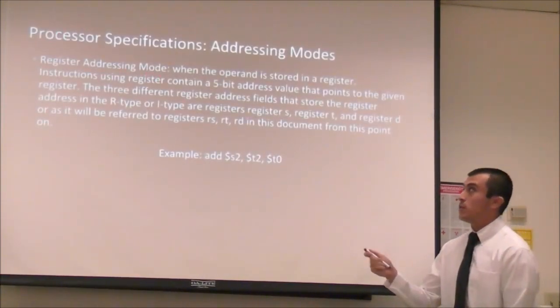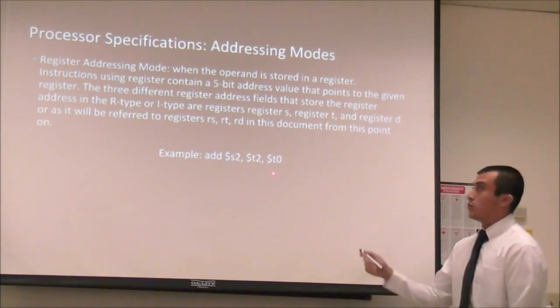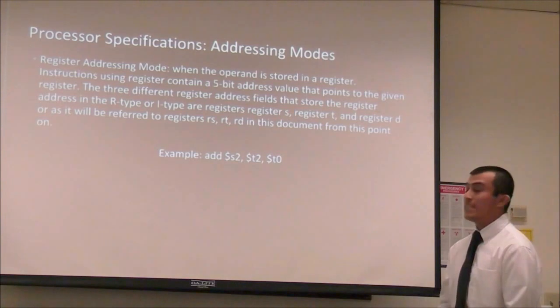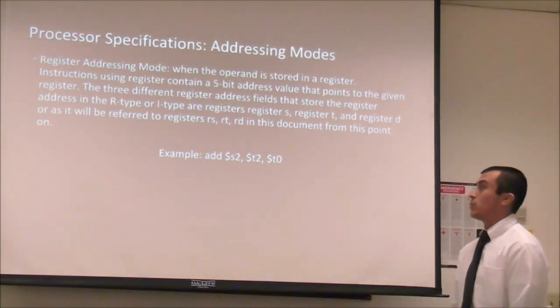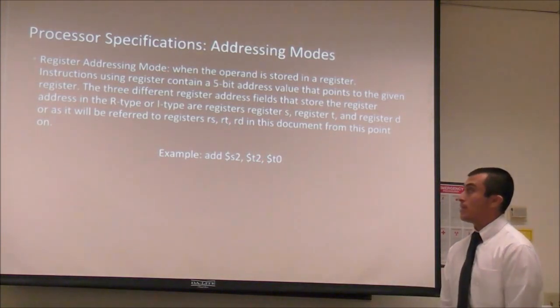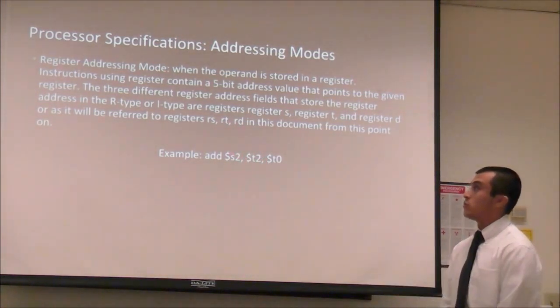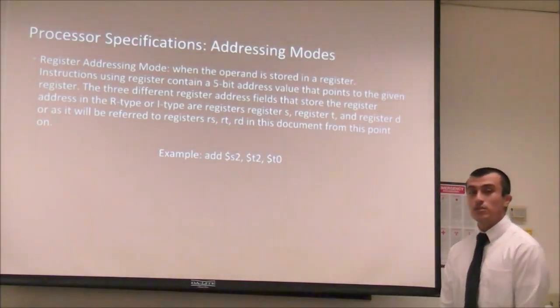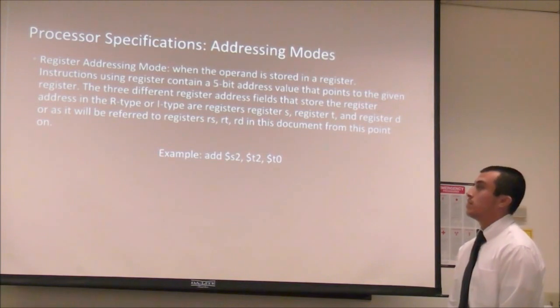So register addressing mode is when we're using registers, of course. It includes 3 different registers, so it has RT, RS, and RD. So we're adding the content of register T0 and T2, and then we're placing that value into register S2. So it has 2 types that use register addressing mode, our R-type instructions, as well as our I-type instructions.